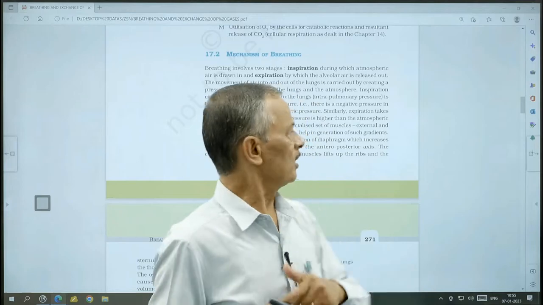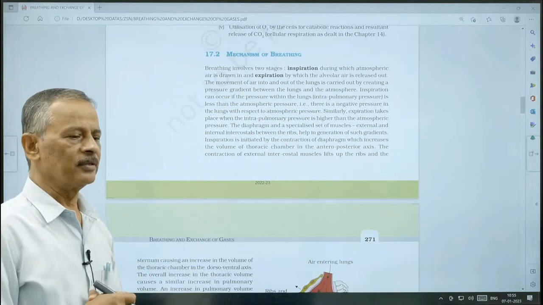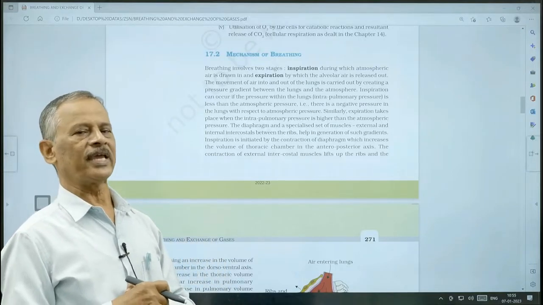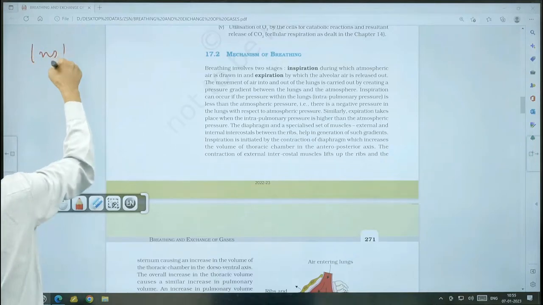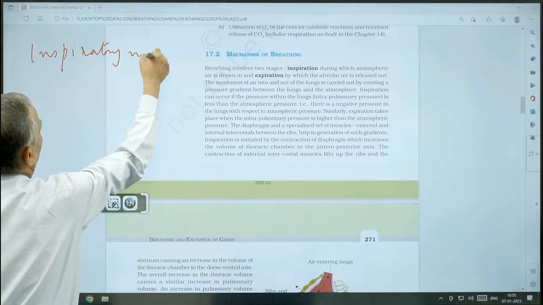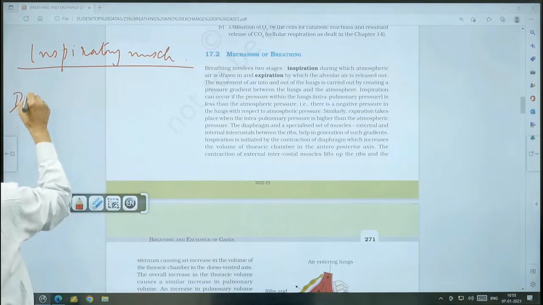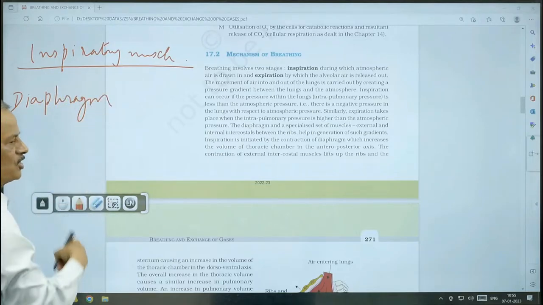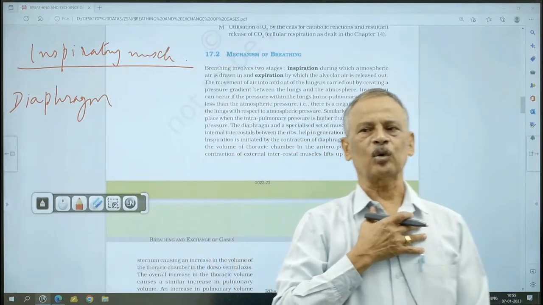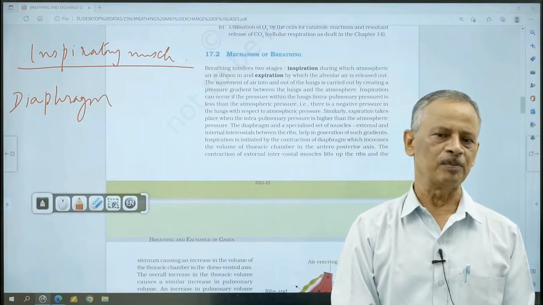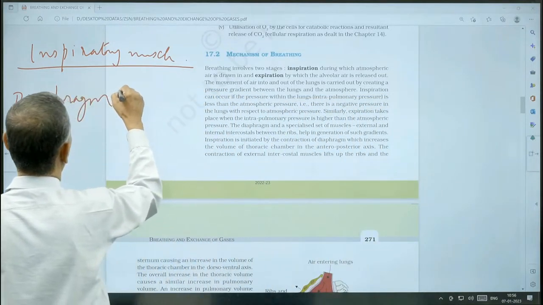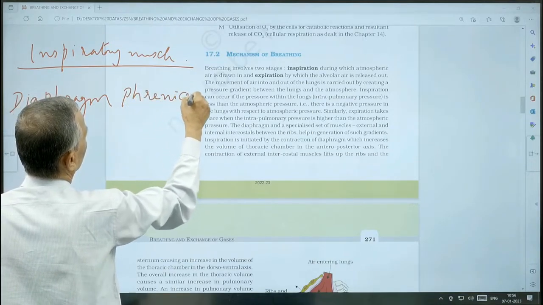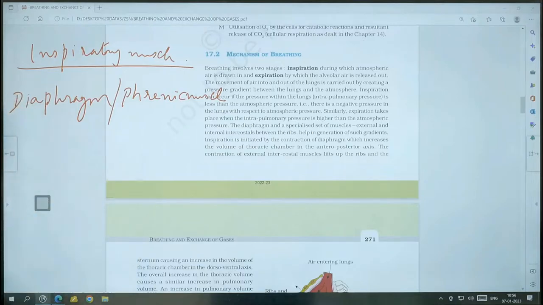How is inspiration taking place? This inspiration is occurring with the help of two sets of muscles. So we can call them inspiratory muscles. What are these inspiratory muscles? Inspiratory muscles are mainly the muscle of the diaphragm. The diaphragm is the partition, unique for mammals, that separates the thoracic chamber from the abdominal chamber. It has a special set of muscles called phrenic muscle. This phrenic muscle is the muscle of the diaphragm. This is the most important, so it's called the primary inspiratory muscle.